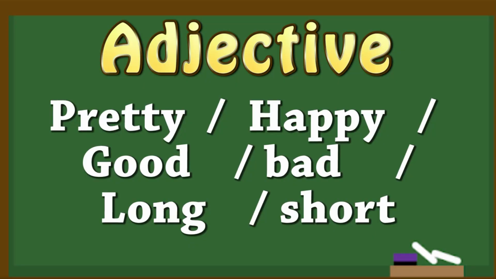An adjective could be pretty, happy, good, bad, long, short. Now, for example, if you say, it's a very cold day, that means that cold is giving a qualification or a description for a day. So cold is basically the adjective.